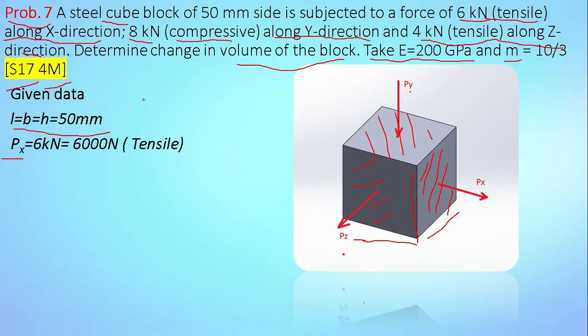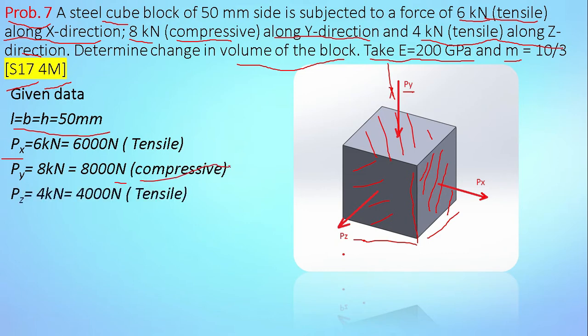Now Px means force in x direction. This force in x direction is equal to 6 kilonewton tensile, which is equal to 6000 Newton. Force in y direction, Py, is equal to 8 kilonewton, which is equal to 8000 Newton, and it is compressive in nature. And Pz, force in direction z, is equal to 4 kilonewton, which is equal to 4000 Newton. It is tensile in nature.